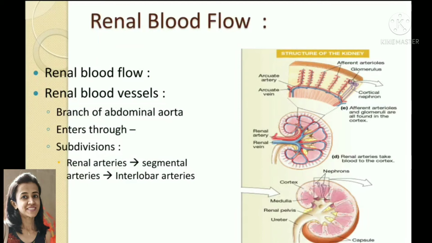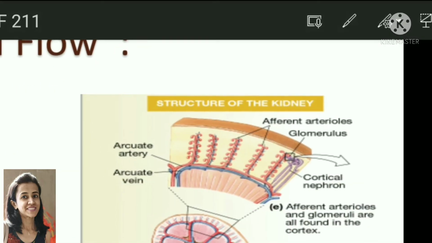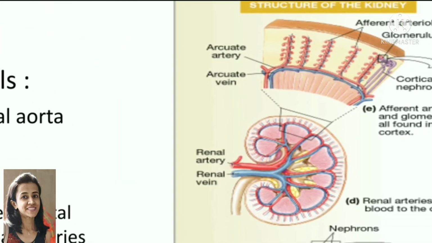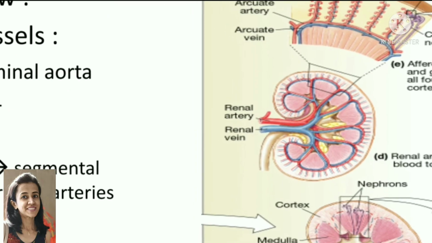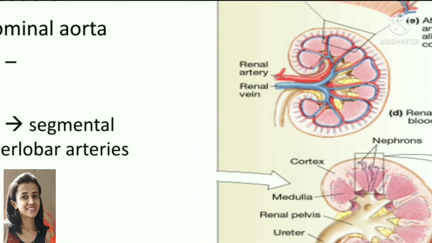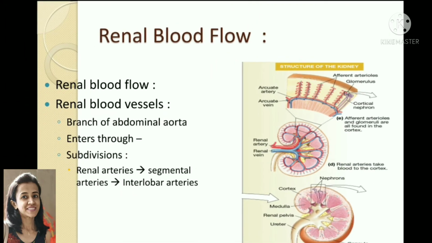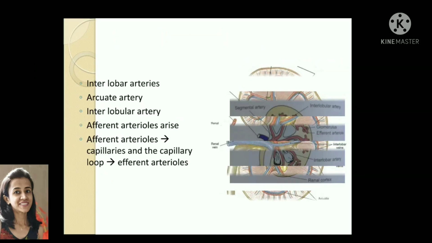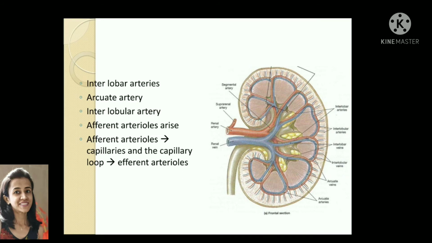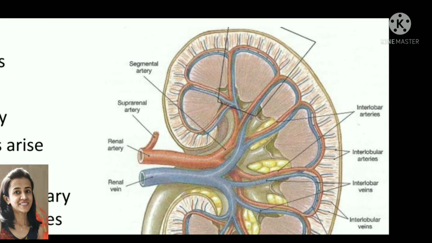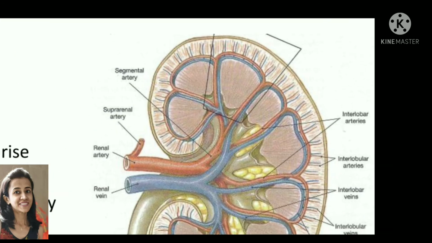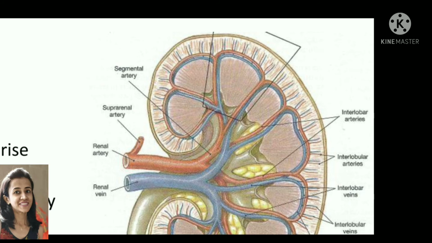Here you can see in this diagram. These are renal arteries. You can see they enter through the renal sinus. These segmental arteries subdivide into interlobar arteries. Now, you can see in the diagram, interlobar arteries pass in between the medullary pyramids. These are medullary pyramids, and in between you have interlobar arteries.